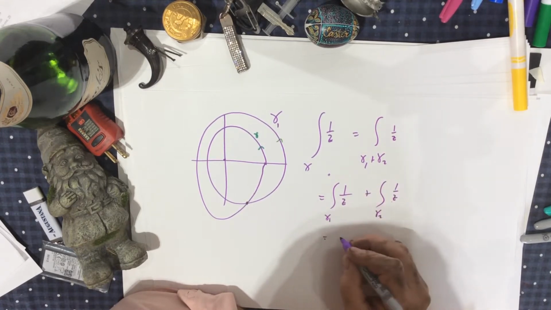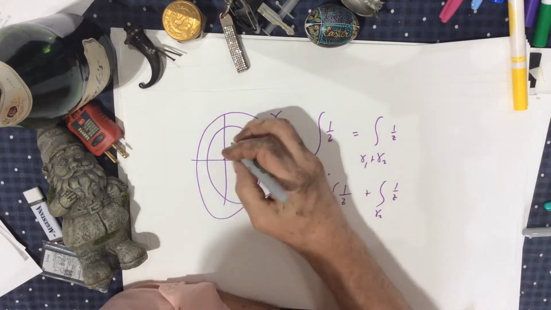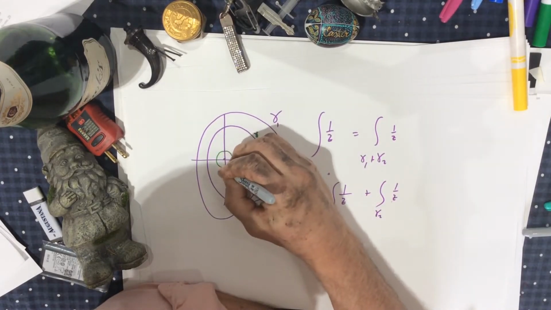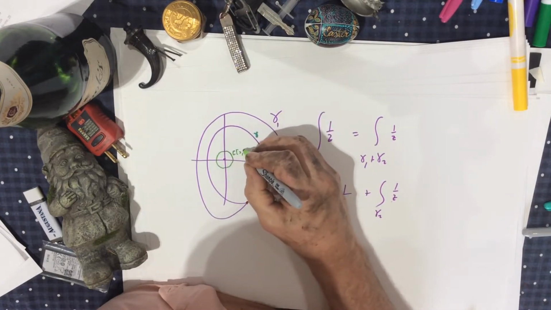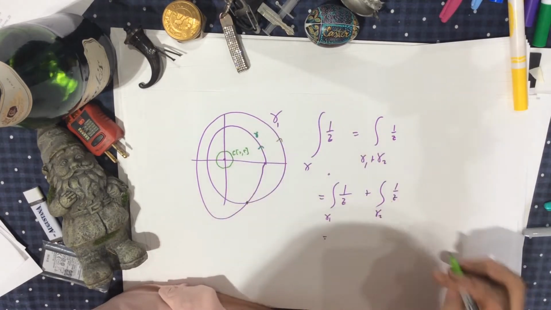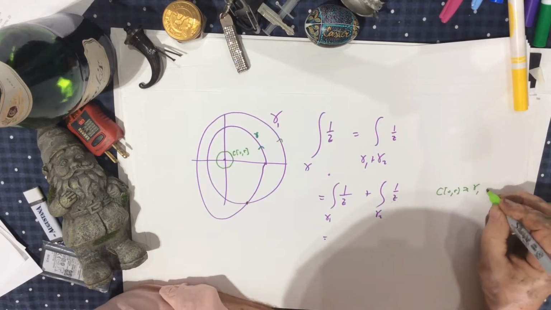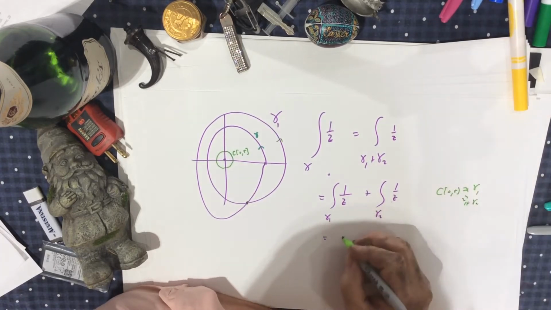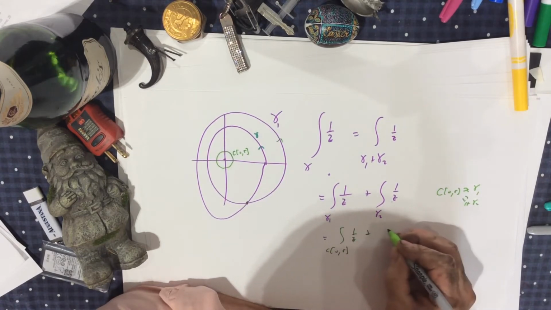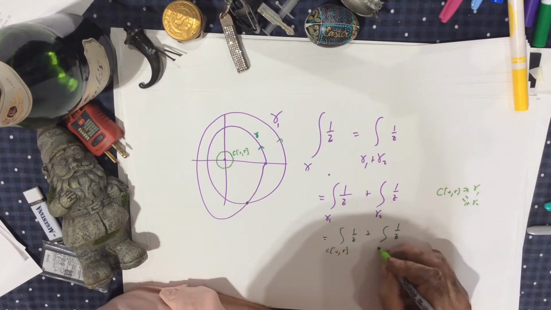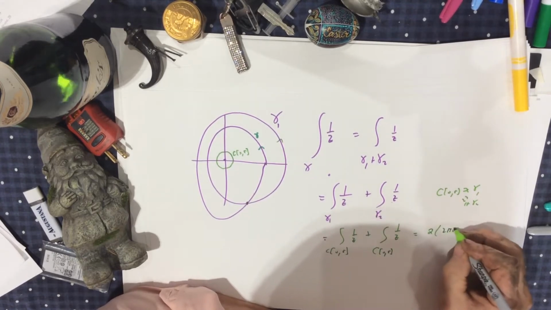But each of these is 2 pi i because each of these is homotopically equivalent to some perfect circle that goes around there. And so here's a circle centered at 0, some radius r that's small enough, and C_0,r is homotopically equivalent to gamma 1, and it's homotopically equivalent to gamma 2, which means that we get twice 2 pi i.